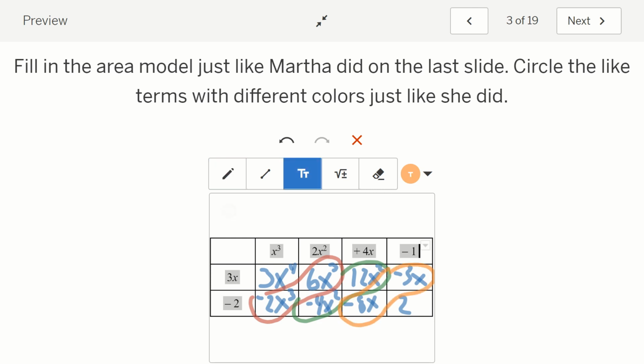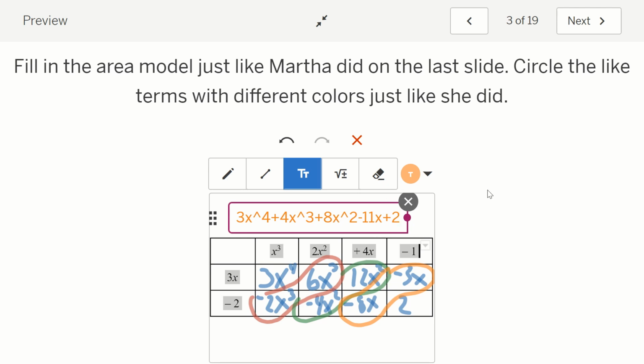Okay, and clicking my typing tool, I have 3x to the fourth plus 4x to the third plus 8x squared minus 11x plus 2. And even if that seems like a waste of time, just trust me, it's not. We can never review and practice and make sure we're developing both our speed and our accuracy. If you're making mistakes, it's okay to make mistakes as long as you correct them and you note what that mistake is so that you can be better equipped to avoid it in the future.